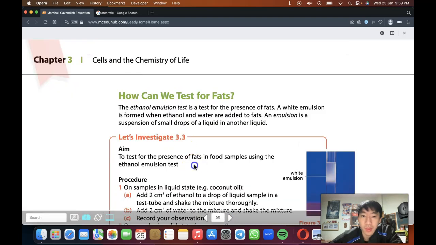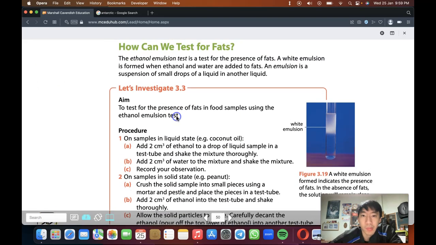Okay, so the test for fats is called the ethanol emulsion test. The word emulsion is important, so I'll explain what it means later. A white emulsion is formed when ethanol and water are added to fats. An emulsion is a suspension of small drops of liquid in another liquid. If you look at this picture of a white emulsion, these are actually tiny droplets inside another liquid. So that is why it's called an emulsion.